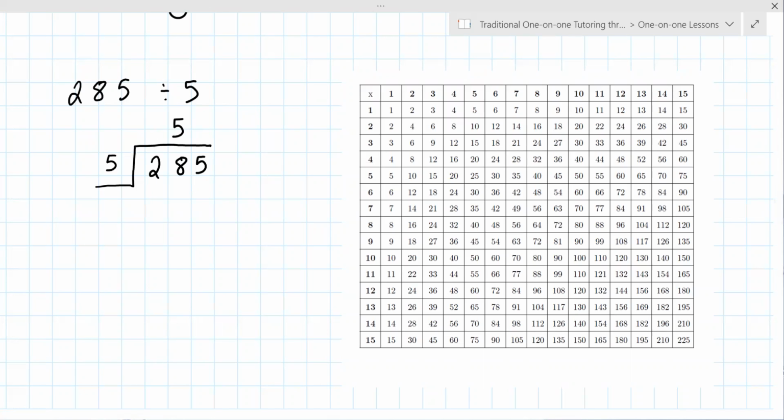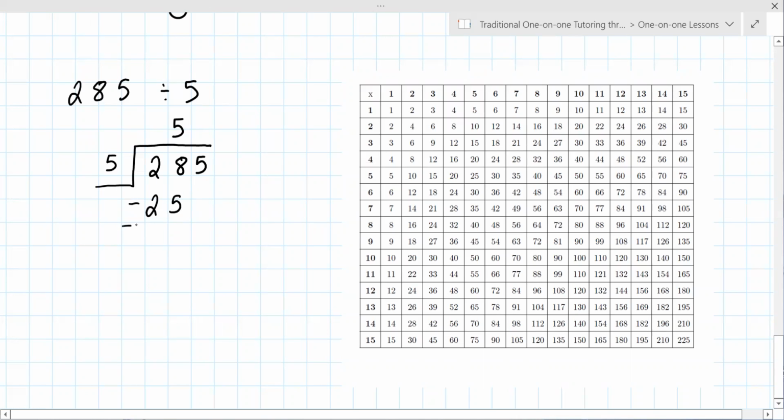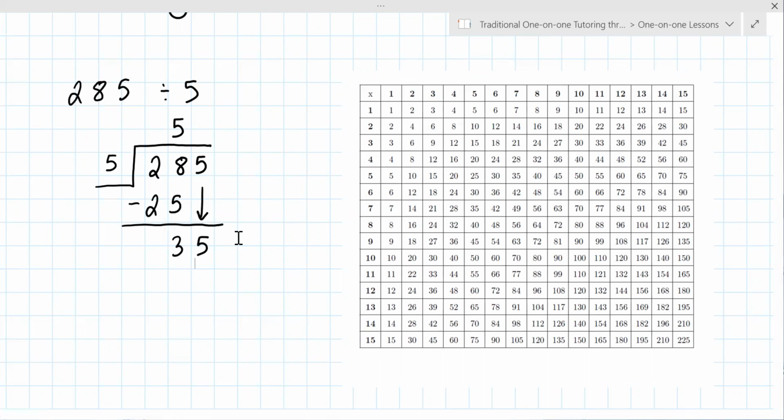Okay, so what is 5 times 5? 25. Okay. And then 28 minus 25 is 3. Bring the 5 down. And then final part, how many times does 5 go into 35? 5 times 7 is 35. 7 times.